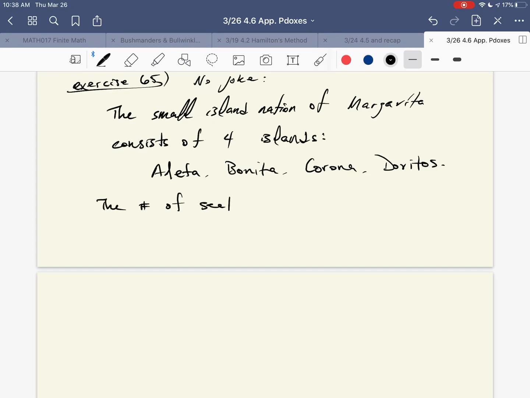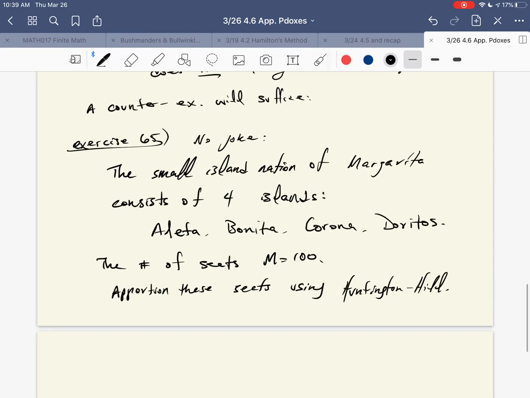The number of seats, M, is 100, so we're saying in essence that they have a House of Representatives and we want to apportion these seats using Huntington Hill. Okay, so how are we going to do it?